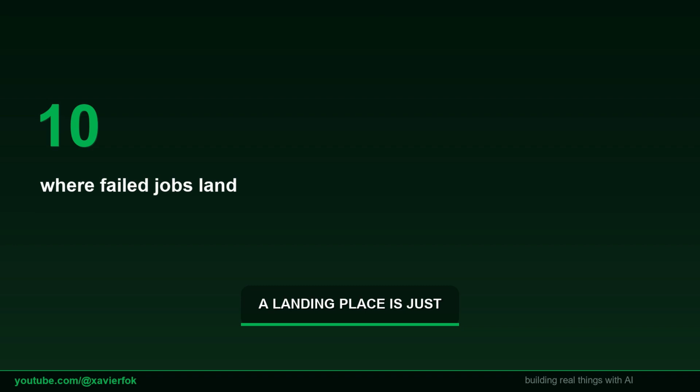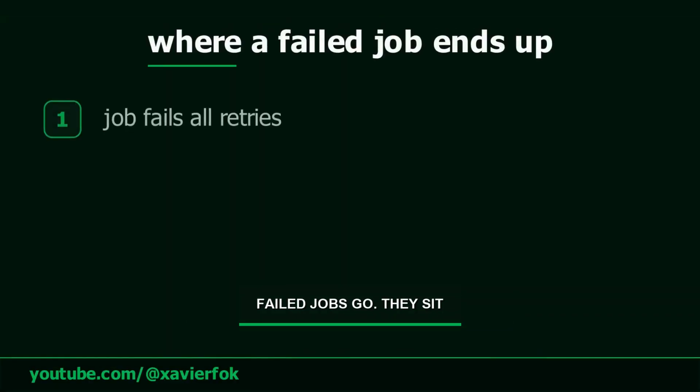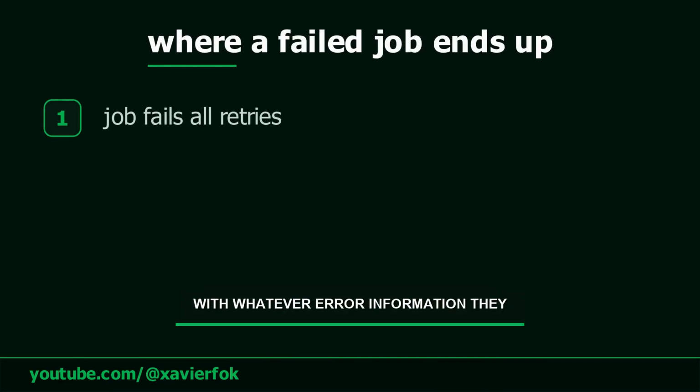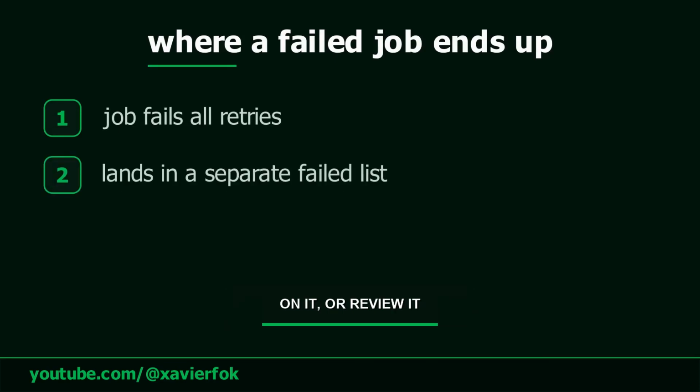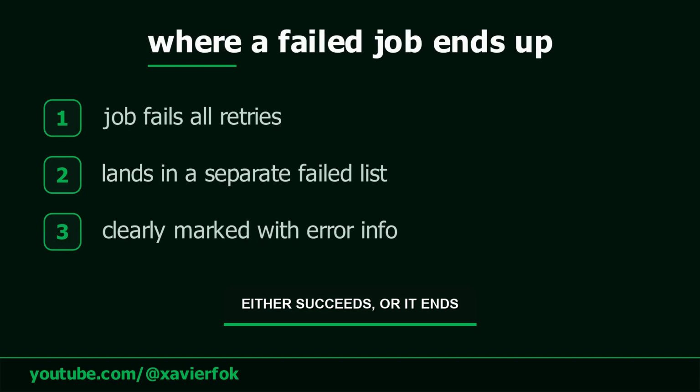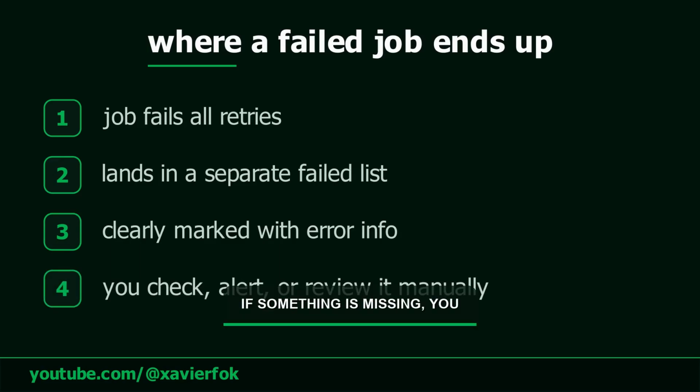A landing place is just a separate list where permanently failed jobs go. They sit there, clearly marked as failed, with whatever error information they logged. You can check this list on a schedule, alert on it, or review it manually. The important thing is that nothing is lost. Every job either succeeds or it ends up somewhere you can find it. That completeness is what lets you trust the system. If something is missing, you go check the landing place. It is either there or it succeeded. There is no third option.